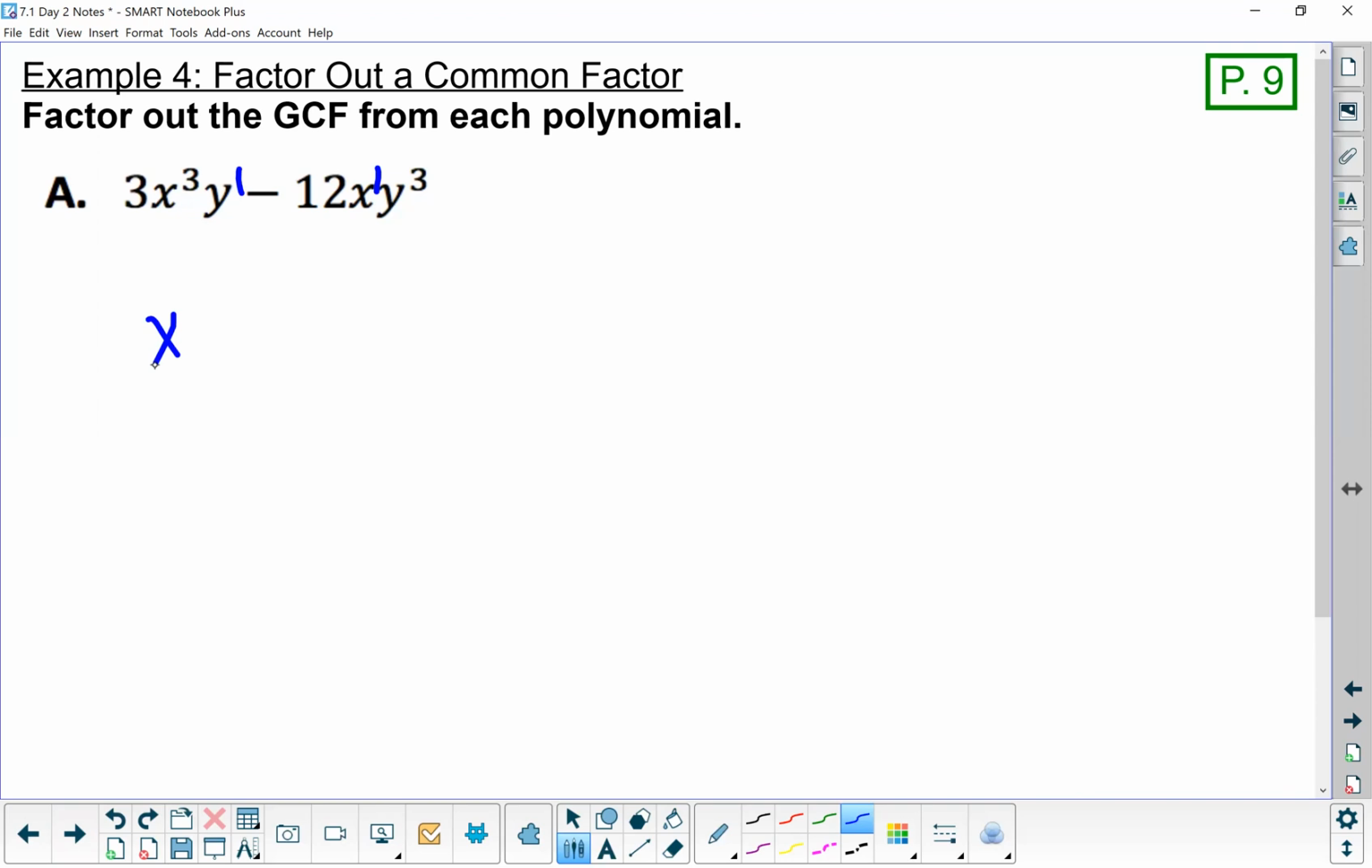Do I have y's in both terms? Yes. What is the smallest exponent on my y's? 1. So I'm going to have a y in my greatest common factor. The last thing, I check the numbers now. 3, we've already written the factor pairs, just 1 and 3. Is 12 evenly divisible by 3? Yes. So 3 is part of our greatest common factor.